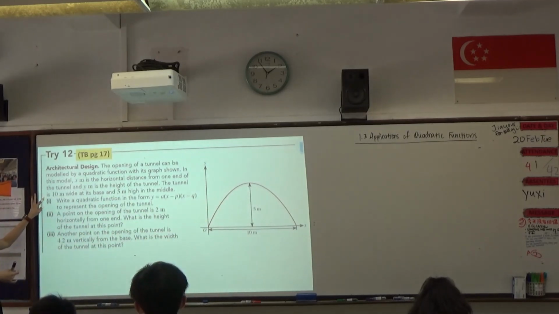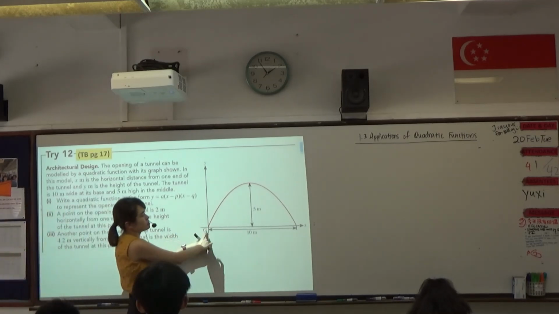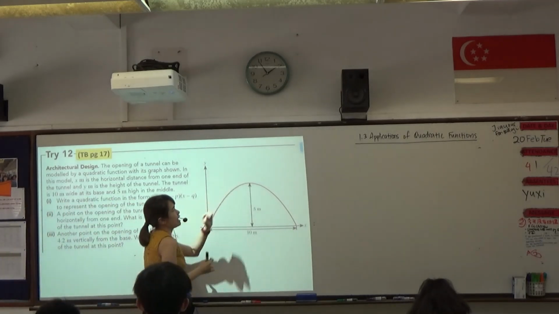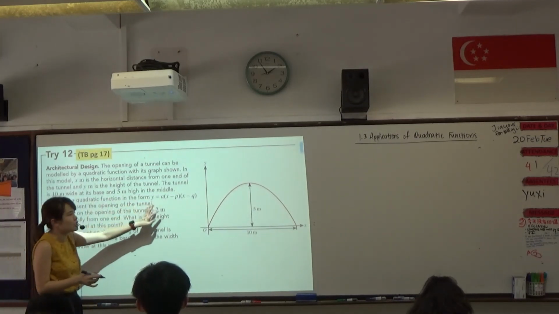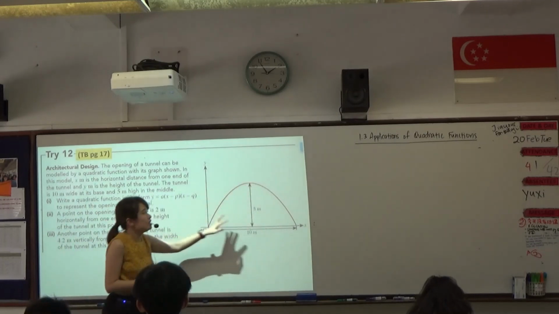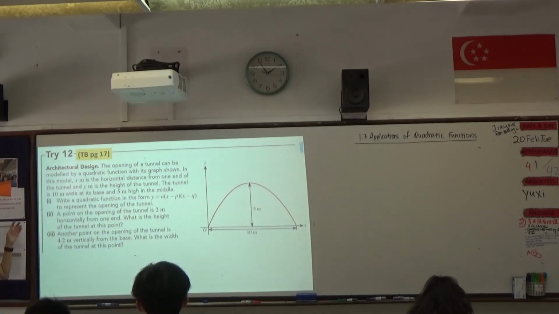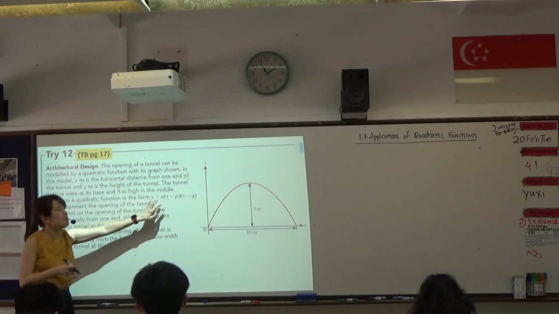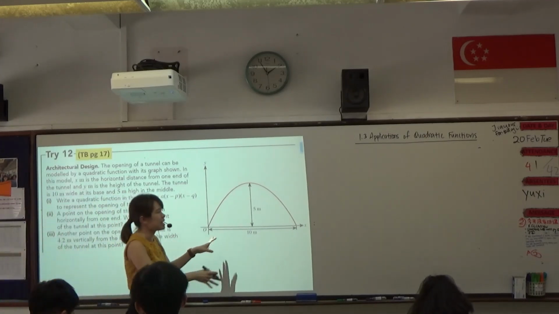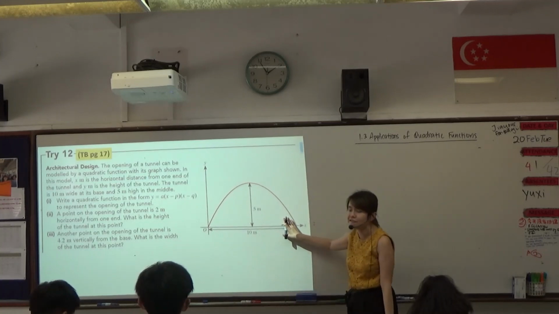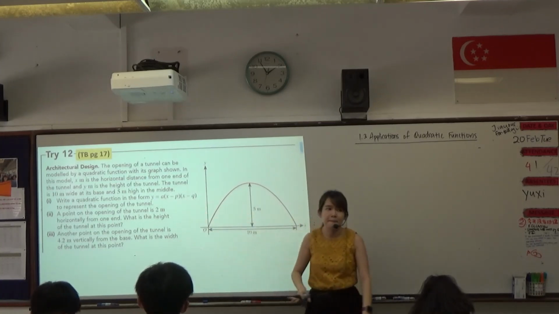The tunnel is 10 meters wide at its base and 5 meters high in the middle. So 10 meters wide, 5 meters high. They did not give you the model, the equation that models this tunnel. In fact, they want you to form it. Write the quadratic function in the form of this, to represent the opening of the tunnel. So the problem here is, how can I make use of this information that we have to form the equation?